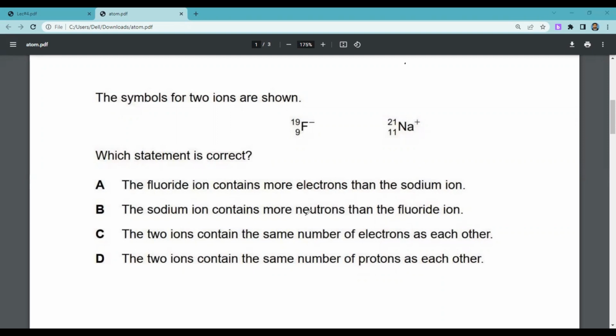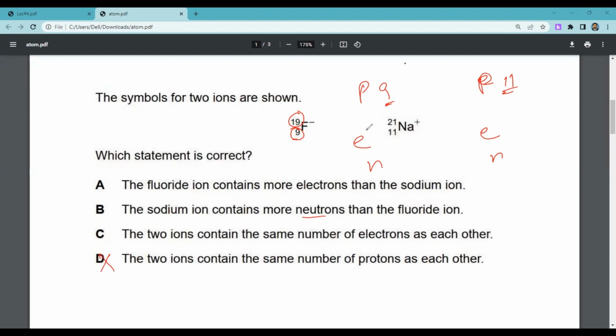Here is a comparison of electrons, protons, and neutrons. We can simply see here protons, electrons, and neutrons. Fluorine has 9 protons and sodium has 11 protons. It means that the same number of protons is not included in an element, so our option D will be incorrect.